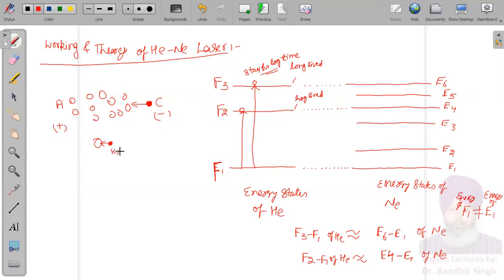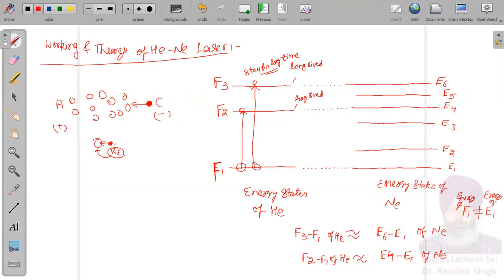when the electron collides with the gas molecule, the kinetic energy of the electron will be transferred to the gas molecule, and if that energy is equal to the energy difference between F1 and F2, it will take the helium molecule from state F1 to state F2. Similarly, if this kinetic energy is equal to the difference between the energy of F1 and F3, then after collision, that gas molecule will transfer from F1 to F3. So similarly, F2 to F3.